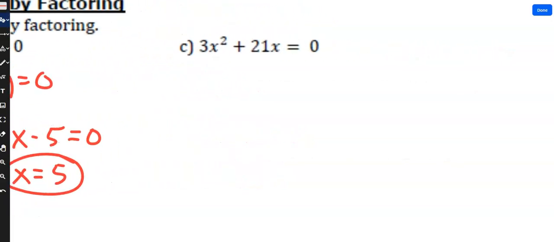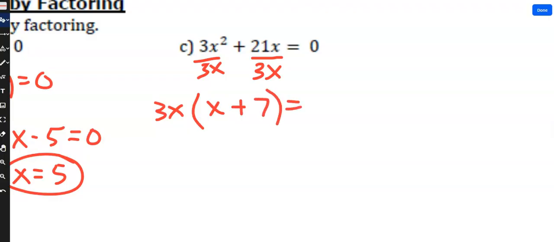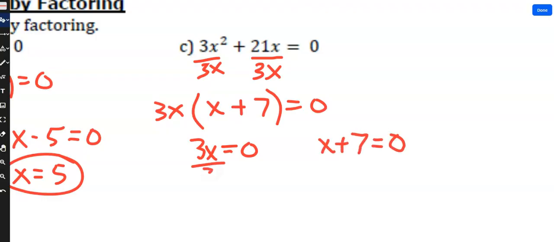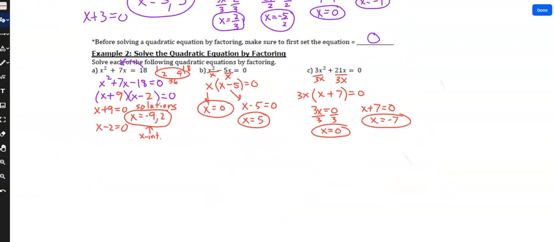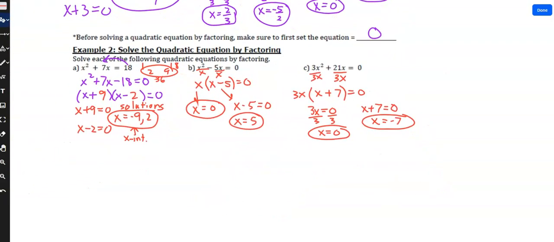Alright, look for the GCF on the next one. Looks like 3x is the GCF. So 3x goes on the outside. That'll leave me x plus 7 equals 0. Set the two factors equal to 0 and solve. Right? Divide by 3. X equals 0. And x equals -7. Alright, pretty straightforward. Nothing too terribly complicated about that one. Do we have anything else on this slide? We do not. Next slide.